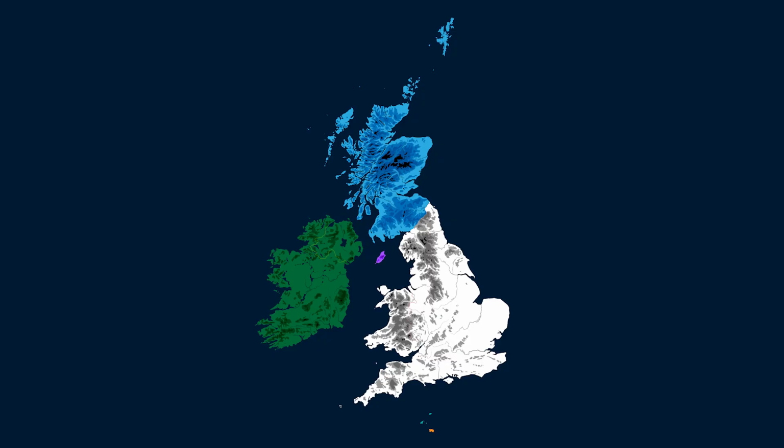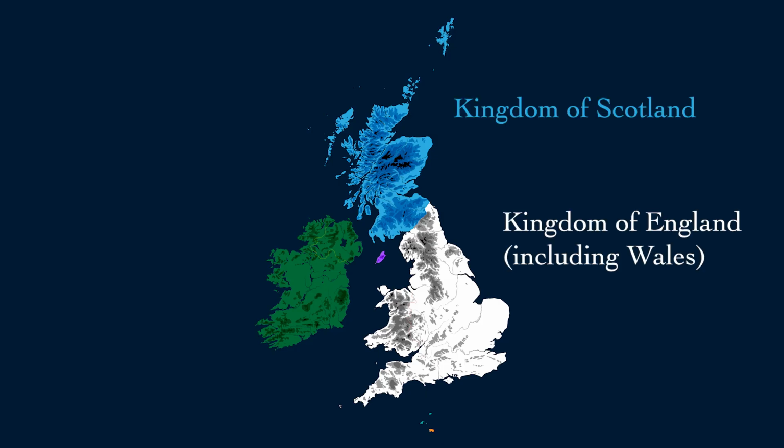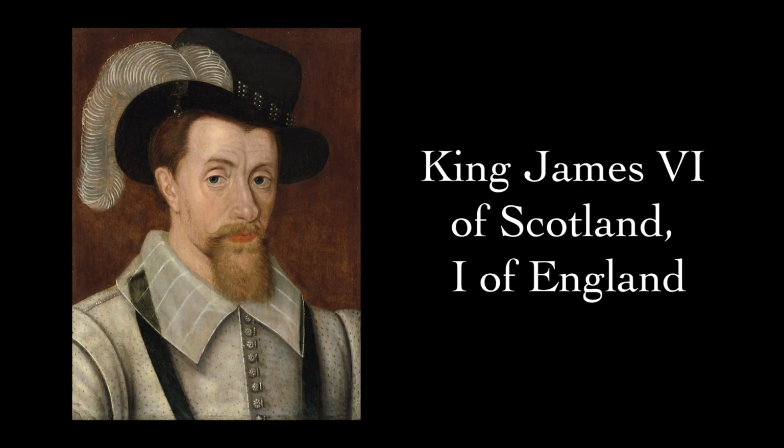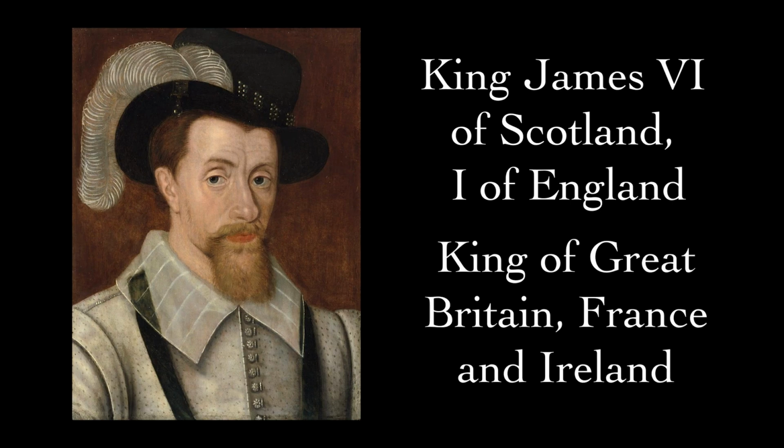At this time, the Kingdom of England and Scotland were joined in a personal union. Both kingdoms were still separate sovereign states, but ruled by the same person. Ireland, being a separate kingdom but a possession of England, was also inherited by James, who is now styled as James VI of Scotland and First of England. Later, James would assume the title of King of Great Britain, France and Ireland.